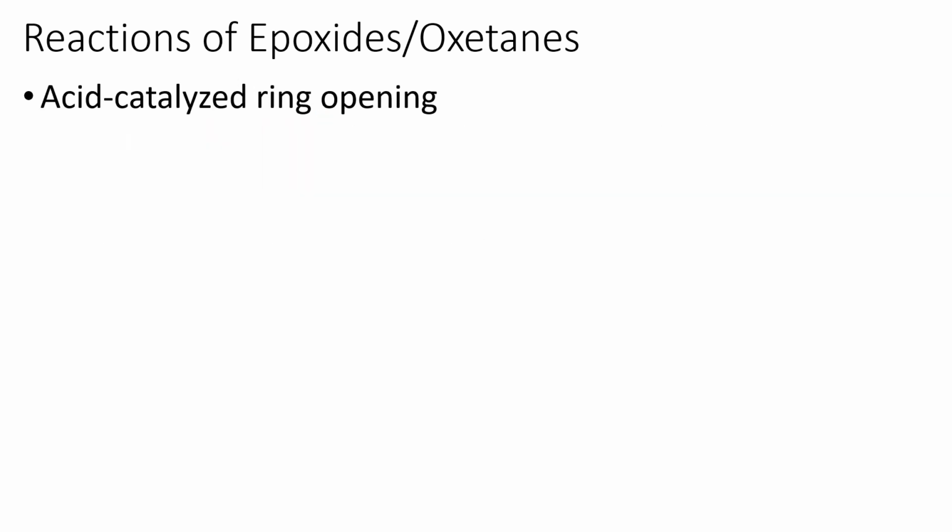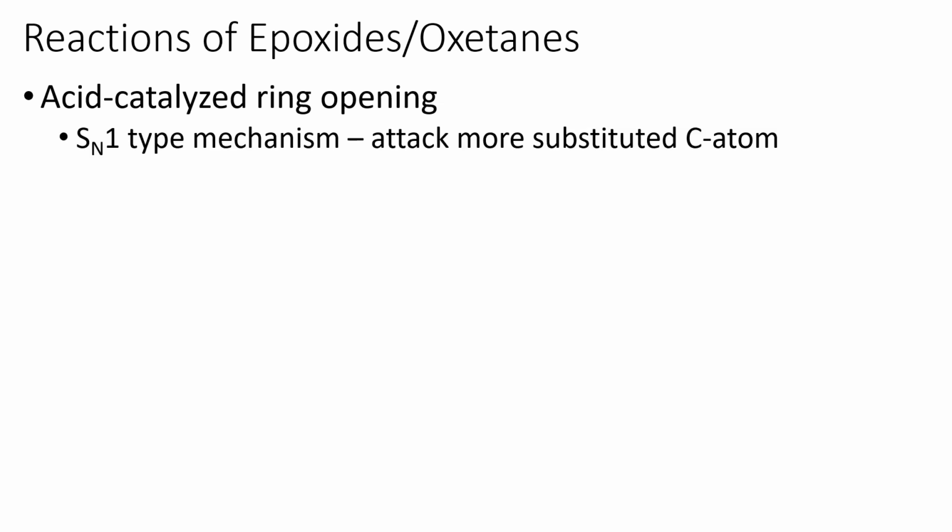We can also open up our rings under acid catalyzed conditions. But under acid catalyzed conditions, it's more of an SN1 type mechanism. So we're going to attack at the more substituted carbon atom. So when we look at this process under acidic conditions, what we will see is that the nucleophile is going to add to the more substituted carbon atom of the epoxide ring instead of the less substituted.